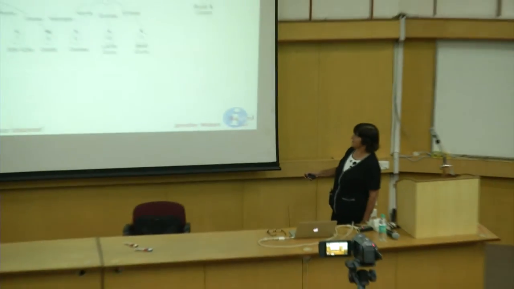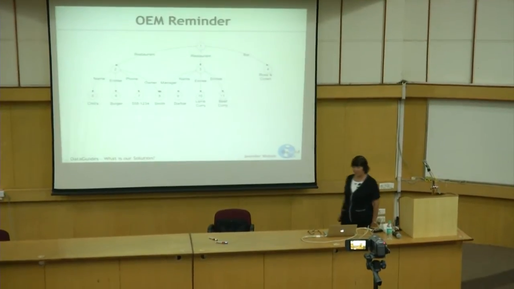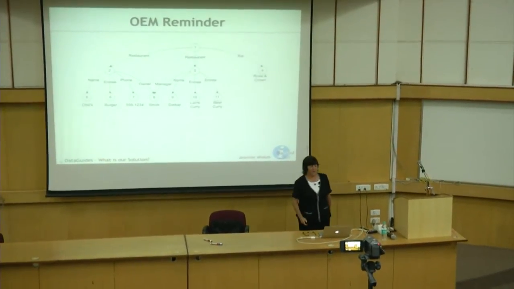So here's a reminder of our example. We have the two restaurants with various sub-objects or attributes, and then that one bar. First I'll give the formal definition, and then I'll show you the structural summary, or the data guide, for that database. What we originally called structural summaries, one day we decided to call data guides. It's kind of a cool name, and I think that's partly why it's stuck so well.